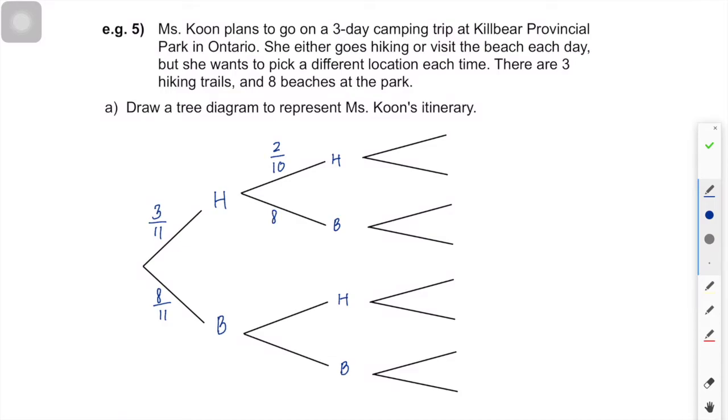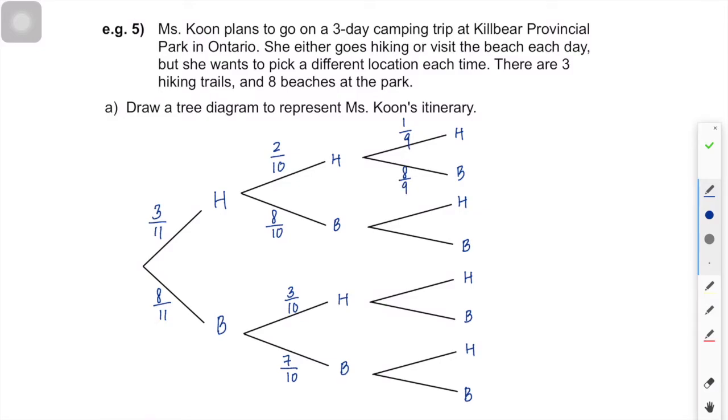So there are still 8 B's. And then I have 3 trails that I can still go to here, but only 7 beaches that I can choose from. Okay. And then I can do the HBs like that. Okay, so we're still reducing the number of total locations that we can visit and total number of hiking trails. Now it's down to 1, but still 8 B's.